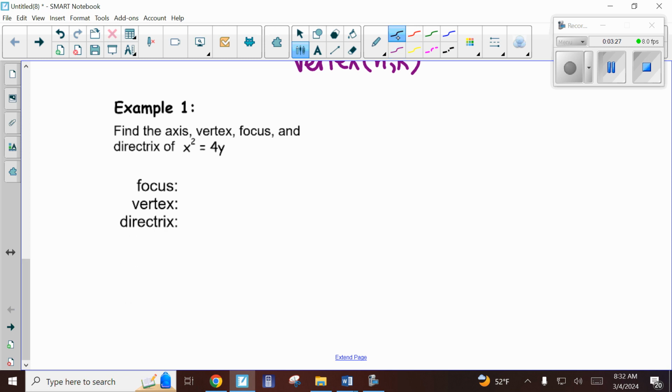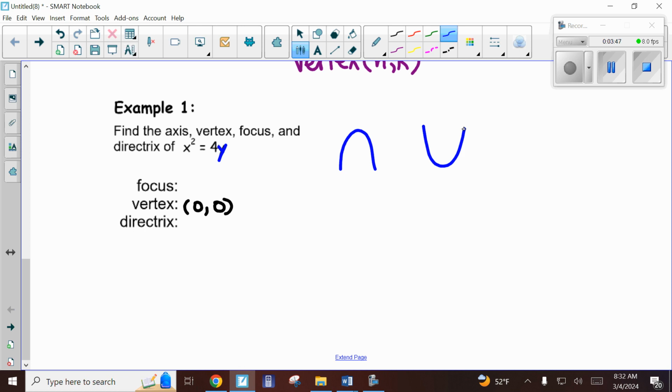Okay? So the vertex here is going to be at 0, 0 because it doesn't have any parentheses. Then what we're going to do is take a look at the unsquared letter. The unsquared letter on the right is the letter y. So immediately that narrows it down to 2 choices. You're either going to have a parabola that faces down or a parabola that faces up.